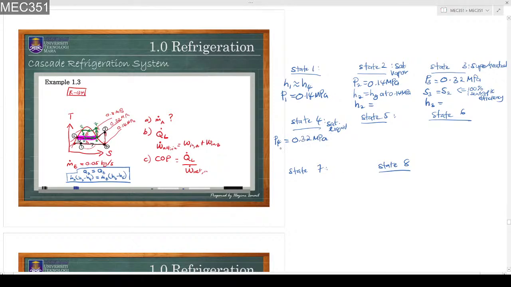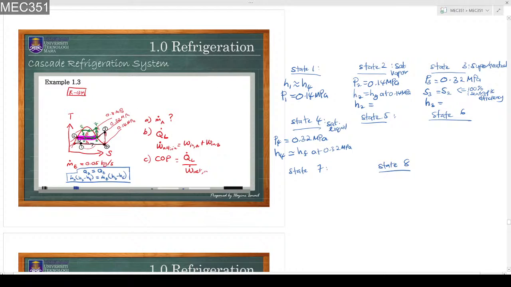Okay. So H4 awak kena cari dekat HF at 0.32. Okay. Bila dapat H4 akan dapat H1. Cantik. And then state 5.